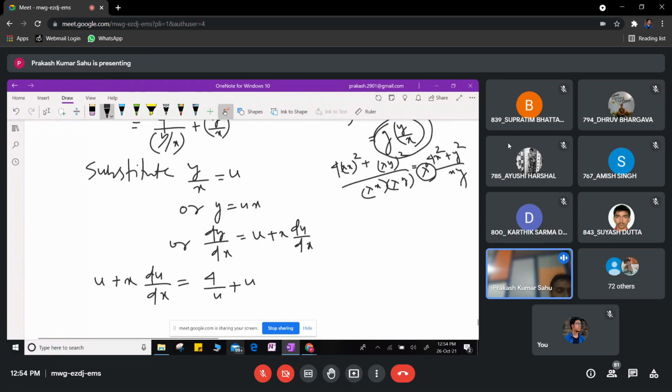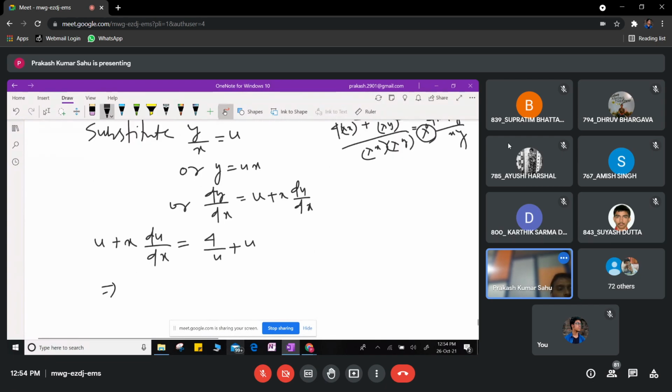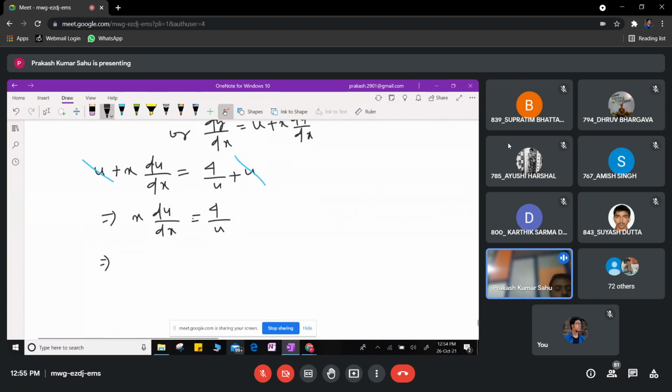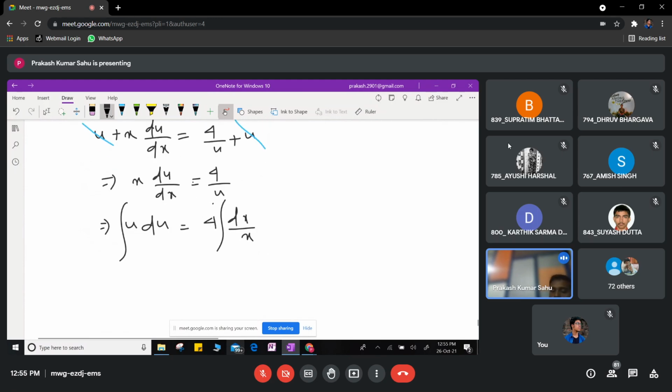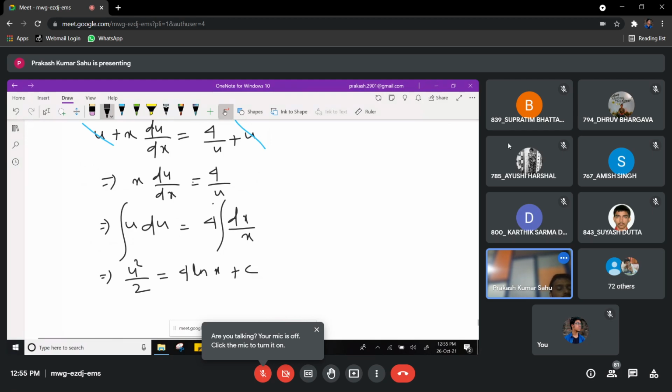Okay, so now you can see that u cancelled from both sides, so here you will get x du by dx is equal to 4 by u. Okay, and again if you separate the variables, what you get is u du is equal to 4 into dx by x. So now you integrate both sides. Now this is variable separable. Yes or no? You can separate the variables. Now this is u square by 2 is equal to 4 ln x plus c.